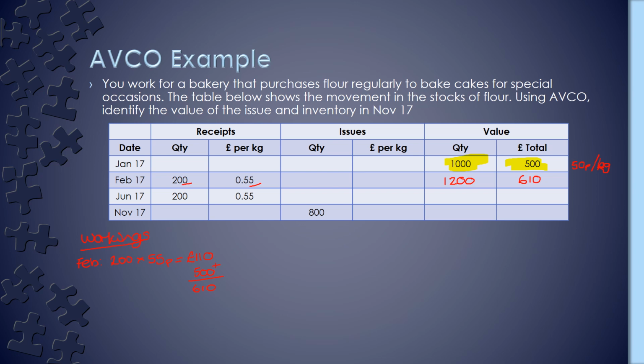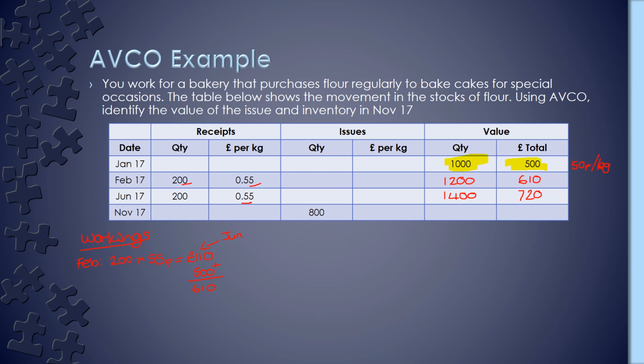In June we purchased a bit more, so again we purchased another 200, so our quantity now goes up to 1,400. We also paid 55p for the flour per kilo, so our value is still going to be this in June as well, but this time we need to add it on to our total of 610. So our new total then becomes £720. So at this time, our 1,400 has cost £720.